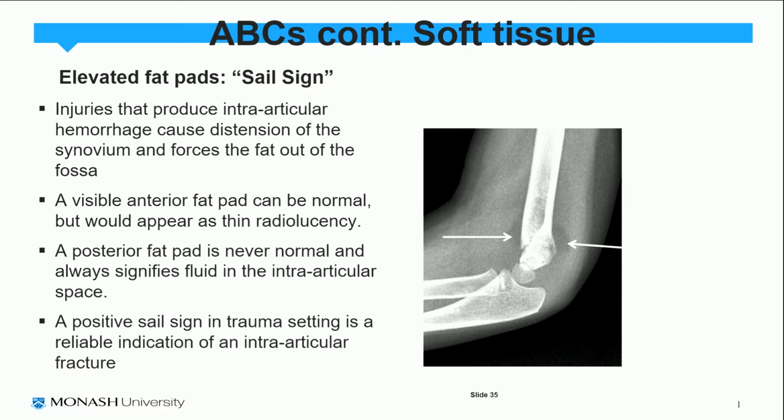However, when you see a posterior fat pad, this is never normal, and if the indication is trauma, this signifies fluid in the intra-articular space. A positive sail sign in a trauma setting is a reliable indicator of an intra-articular fracture. So if you are unable to see a fracture, but you do see that there is a sail sign, so you've got your elevated posterior fat pad, then that is a reliable indicator that this is an occult fracture.